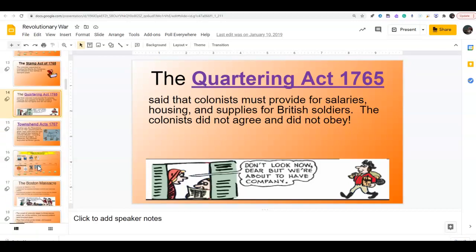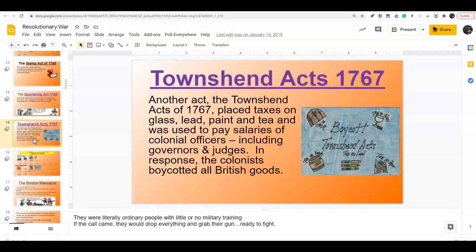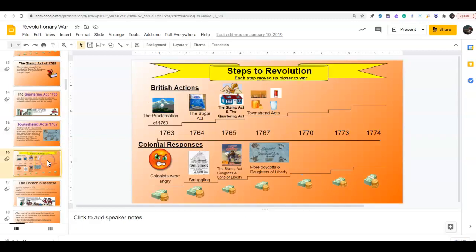The citizens where they stayed had to give all the supplies for the British soldiers: food, clean their clothes, all of that stuff. The Townshend Acts were next, and this is another ploy by the British to tax things that they are using. So it was a tax on tea, lead, paint, everyday items for writing and stuff like that.